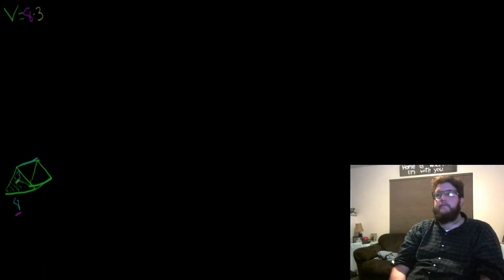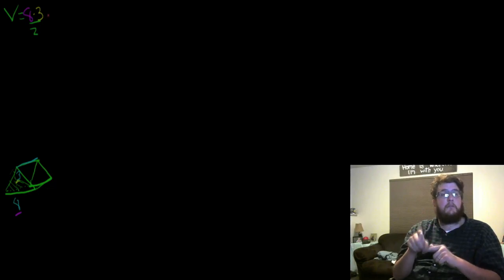So we need to do the area of the triangle base, which is 8 times 3 divided by 2. And we need to multiply that by the length, which in this case is 12.